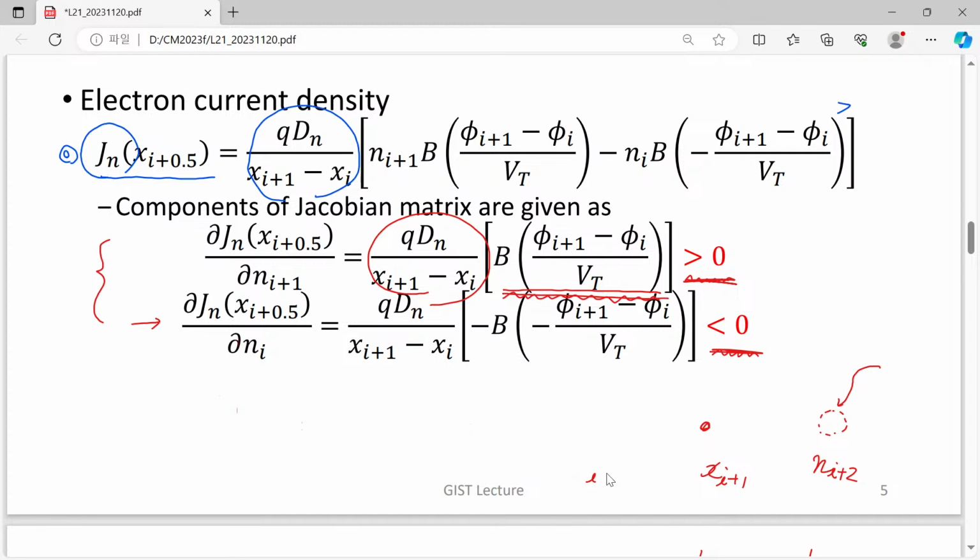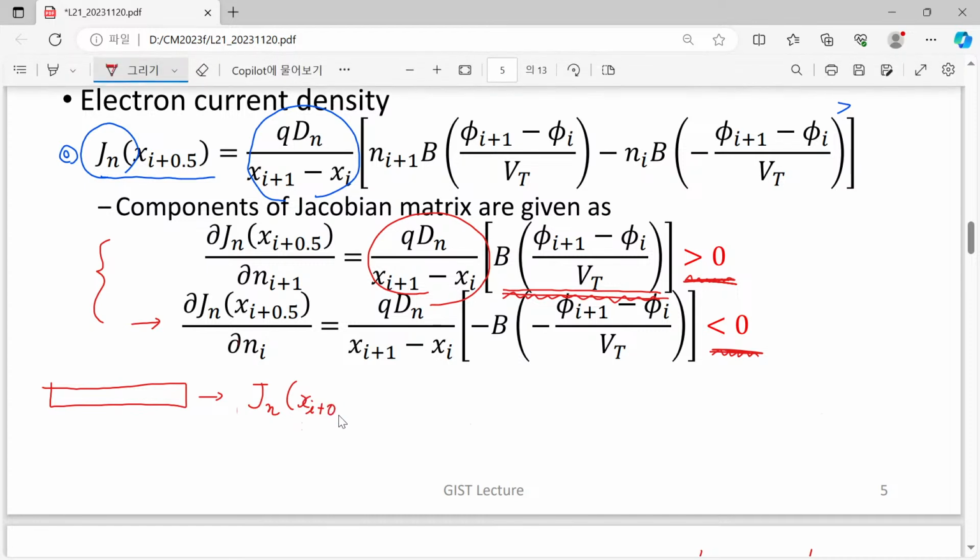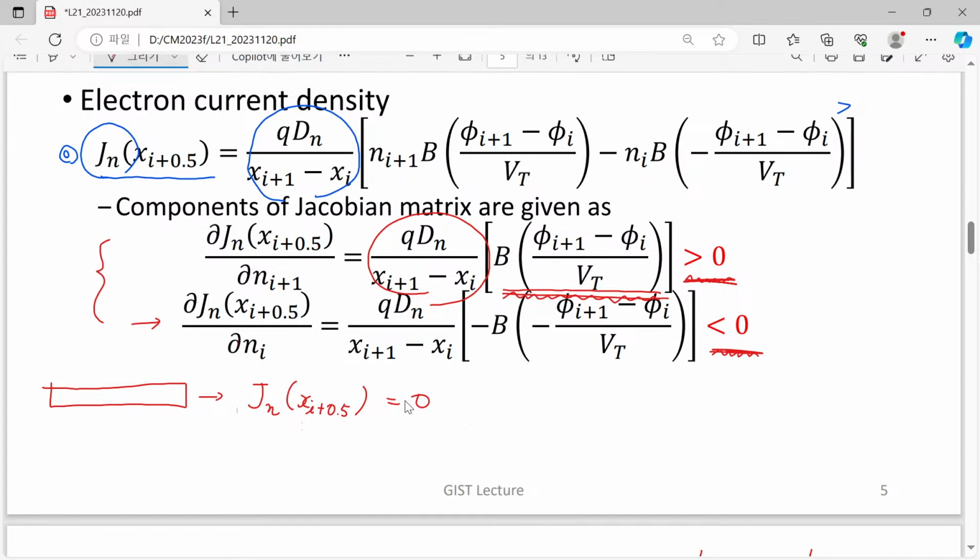This is related with j sub n. However, what is the actual value you must implement in your calculation? For example, your electron continuity equation is not like this: Jn xi plus something equal to 0. This is not your electron continuity. What is your electron continuity?